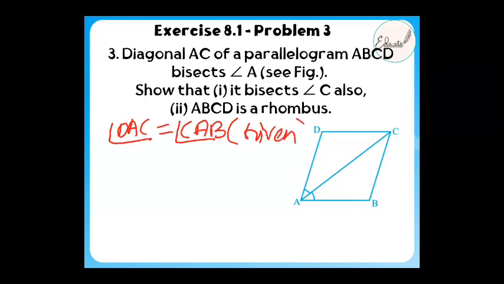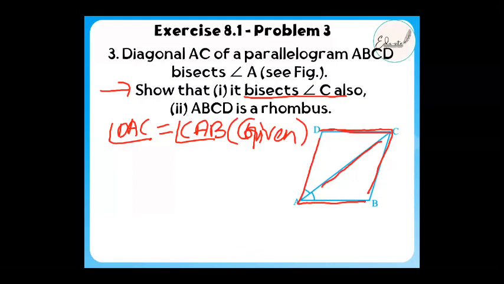Now go for the next thing, beta. What did they tell you? Show that it bisects angle C also. They have told you that AC bisects A. You have to show that AC bisects C also. How will you show it, beta? Bisecting angle C means it divides it into perfectly two halves, correct? Yes. How will you prove this?